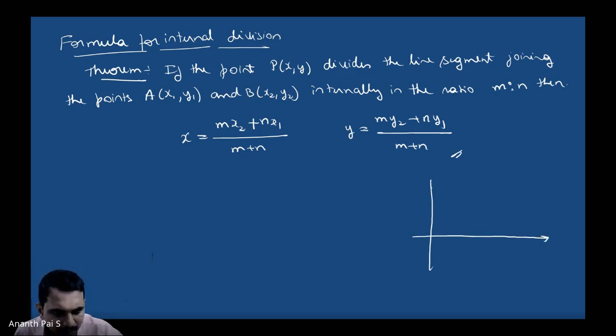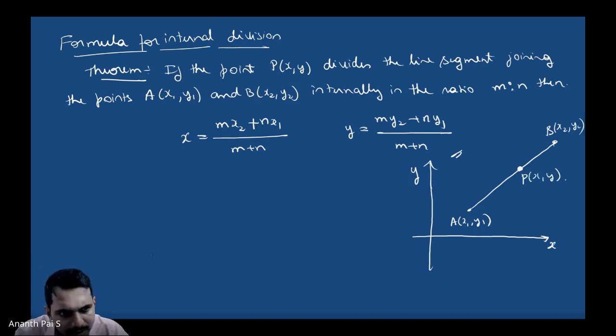Okay, so we'll have this is x, this is y, and let us have a point A which is x1, y1, and then we have a point B which is x2, y2, and then a point P which is x, y. Fine. So now let us say this is m, this is n, the ratio of AP by PB, is it not? That is m is to n.